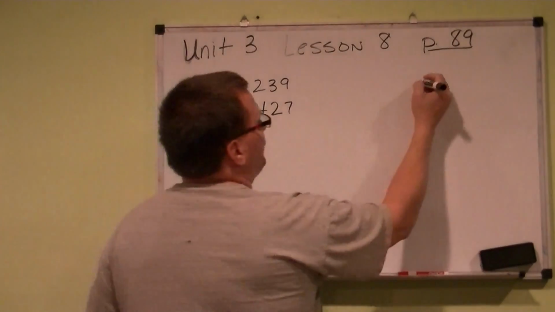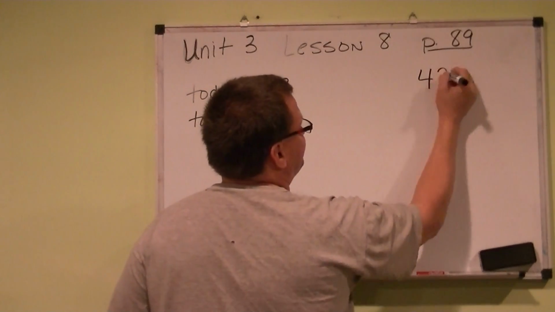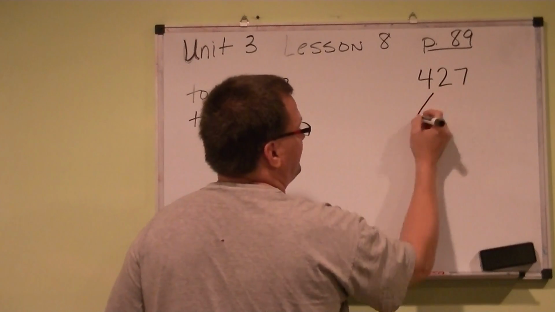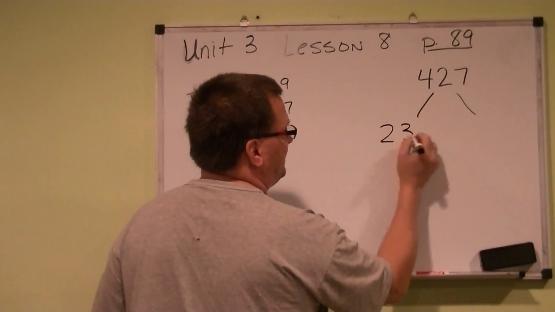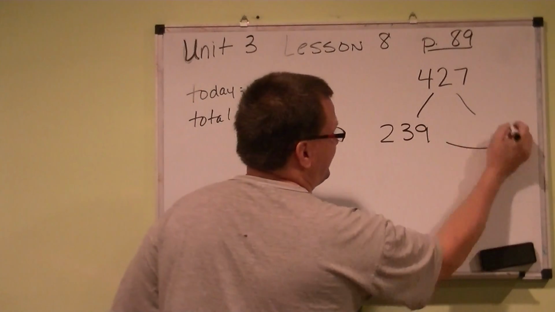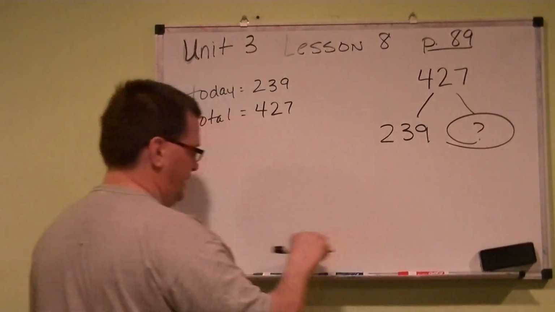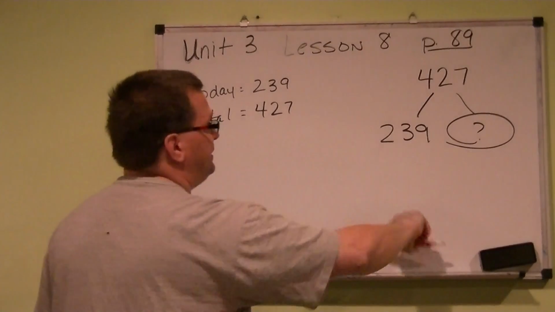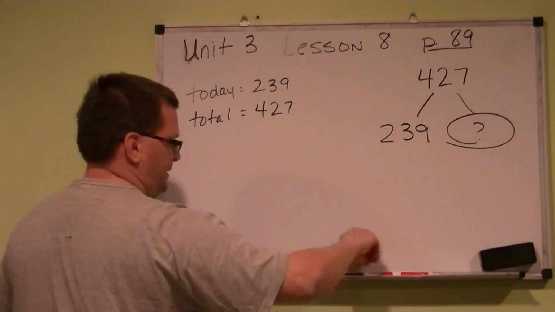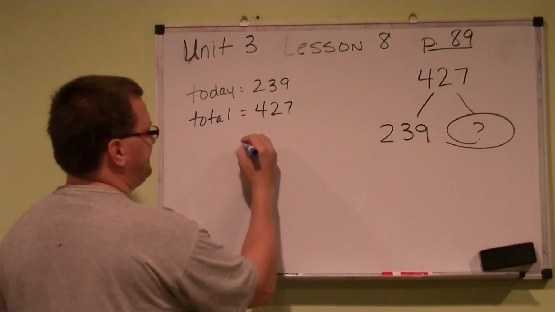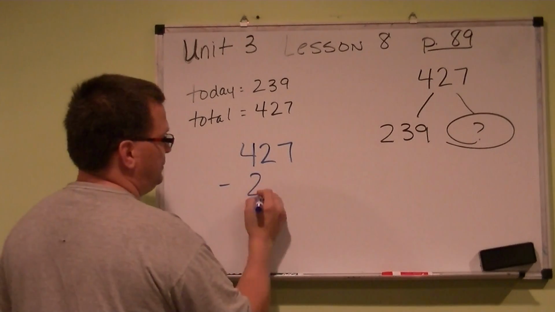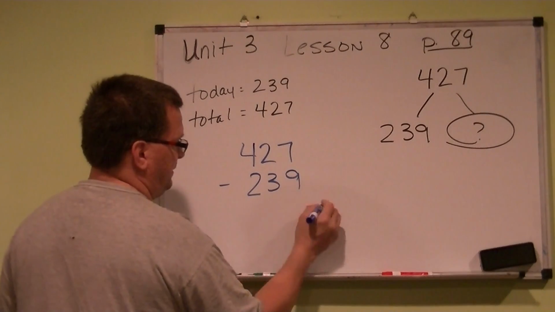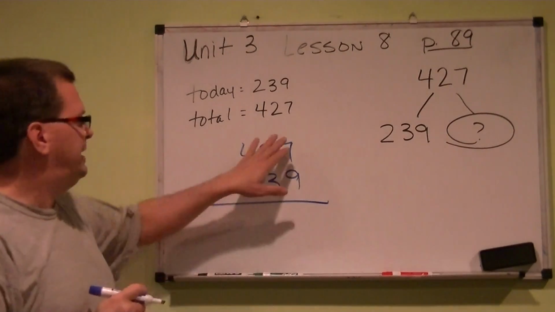So again, we know the total is 427. That's our big number. We're going to put our Math Mountain up here. 239. But we want to know what this number is. So we're going to do our equation. Let's do blue. 427 minus 239. And what are we going to come up with?